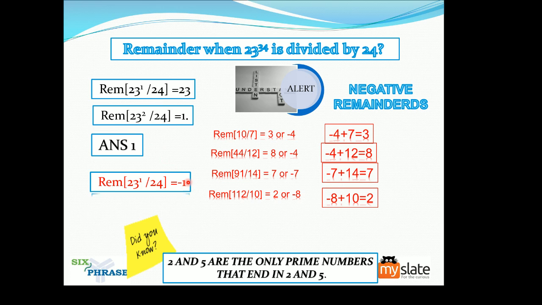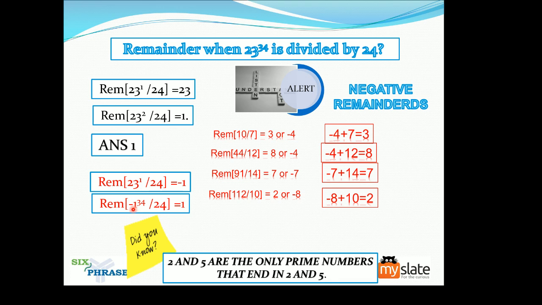So what I am doing is conveniently writing 23 as minus 1. Because instead of 23 here, what do I get? Minus 1. I told you, right? 3 and minus 4 are the same things. 8 and minus 4 are the same things. 7 and minus 7 are the same things. So similarly, 23 and minus 1 are the same things. This is the positive remainder. This is the negative remainder. So instead of 23, I write minus 1.